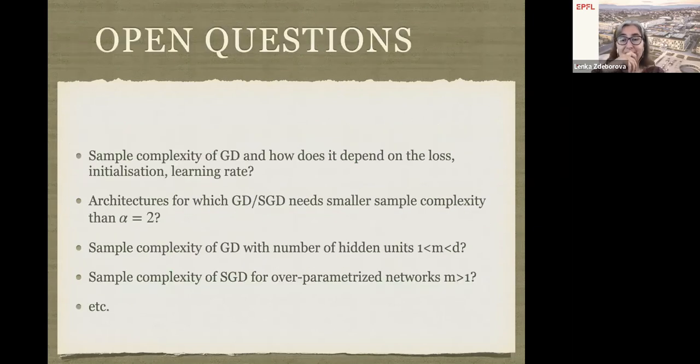And that brings me to the point that, despite some results that we are happy about, there are still many things that we actually don't know how to do. There are some technical hurdles. For instance, the sample complexity of the gradient descent and how it depends on the loss, initialization and learning rate. That's about controlling the large time behavior of this stochastic scalar process. It would be nice if we got a closer handle on that.